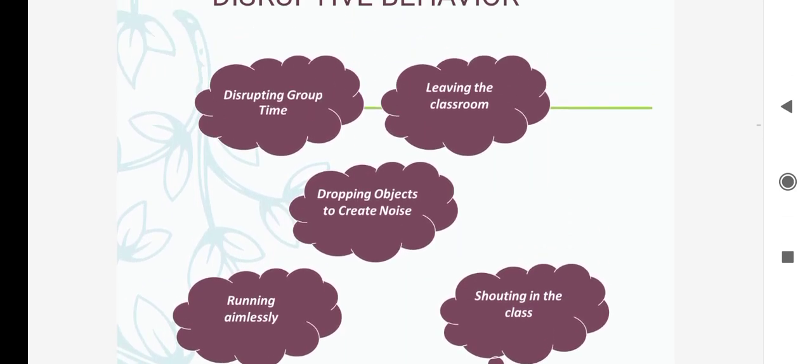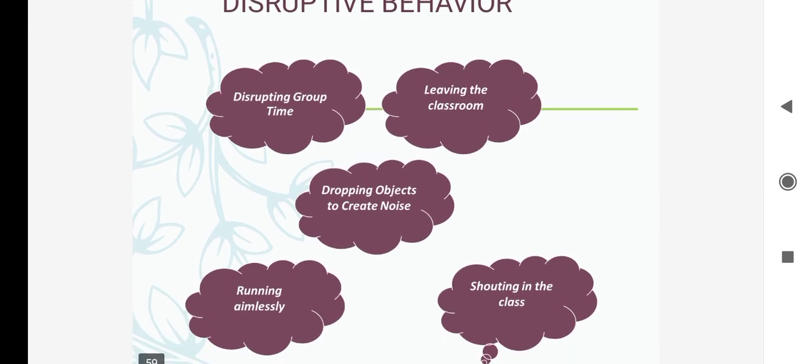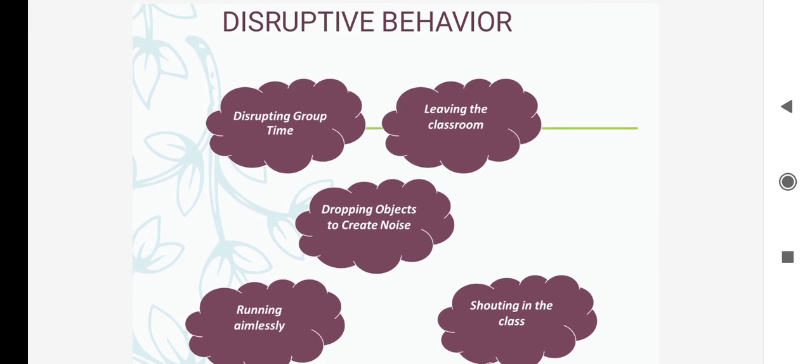Okay, there are 5 disruptive behaviors. The first one is disrupting group time, then leaving the classroom, dropping objects to create noise, running aimlessly, and shouting in the class.